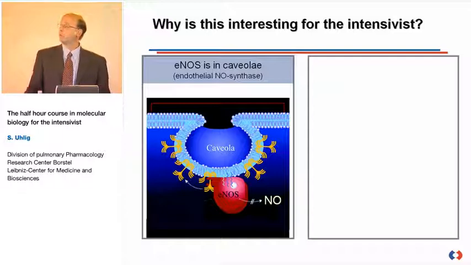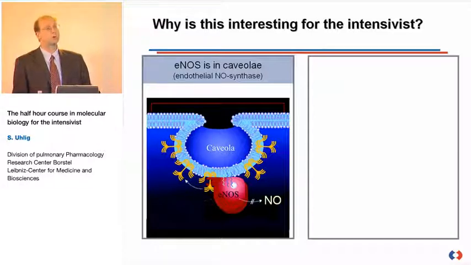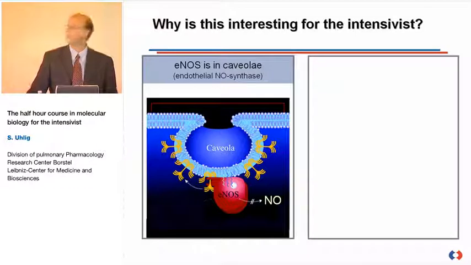And one piece of work, I think from 2003, shows that NO can also contribute to ventilator-induced lung injury. At least in that study, people said that endothelial NO synthase was responsible, even though recently another study appeared that said another isoenzyme may be important. But I think that's not the point here.